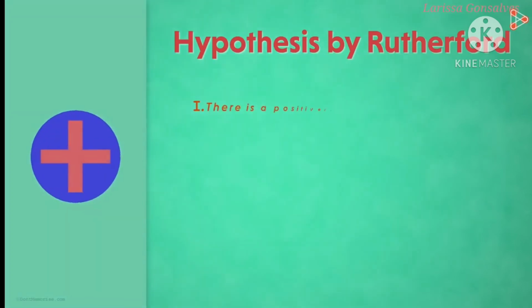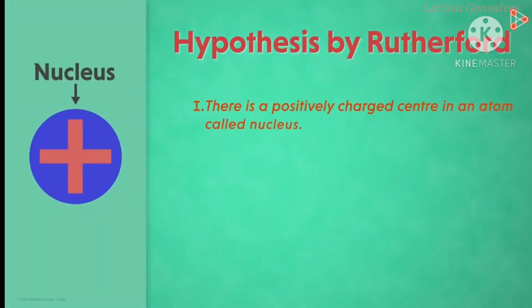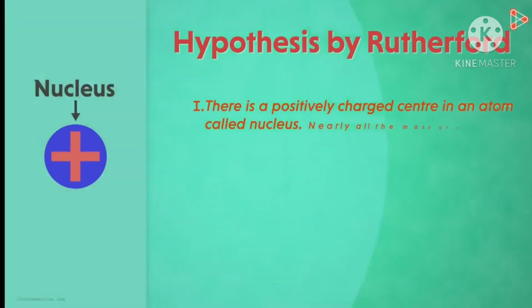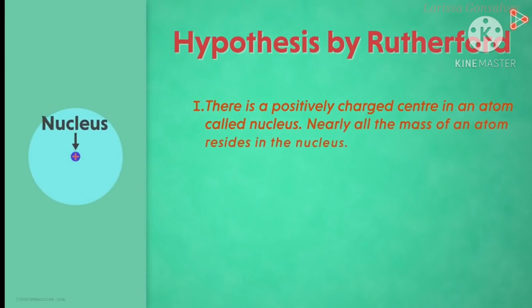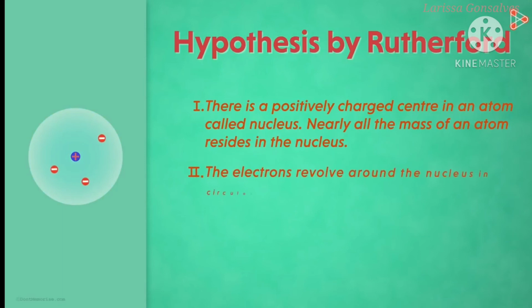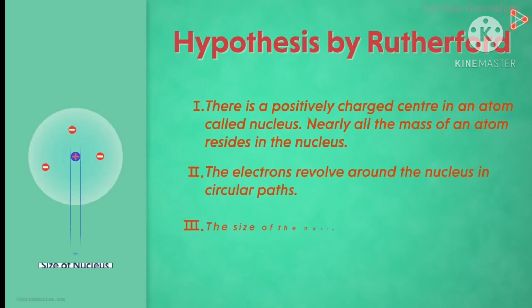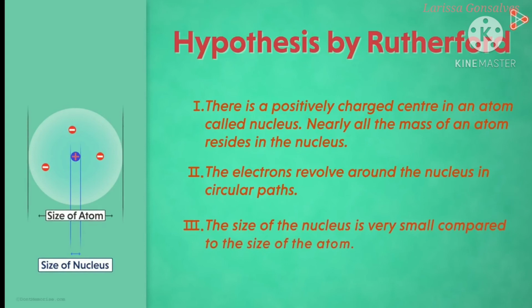Firstly, there's a positively charged center in an atom called nucleus. Nearly all the mass of an atom resides in the nucleus. Secondly, the electrons revolve around the nucleus in circular paths. Thirdly, the size of the nucleus is very small compared to the size of an atom. So I hope after watching this video you are clear with the idea of discovery of proton and nucleus by Ernest Rutherford. Next is the discovery of neutron.